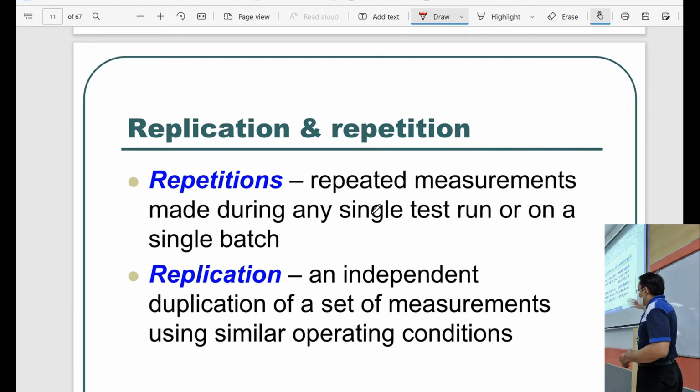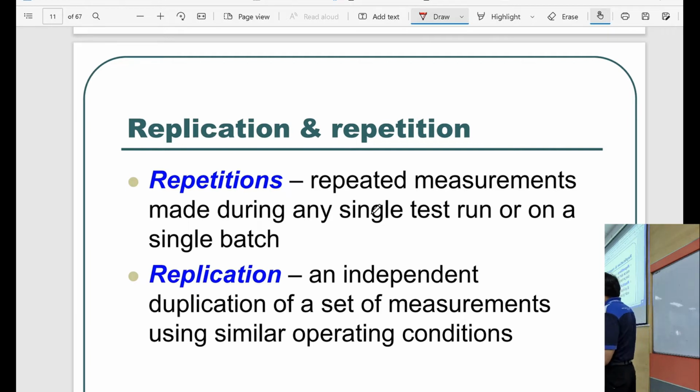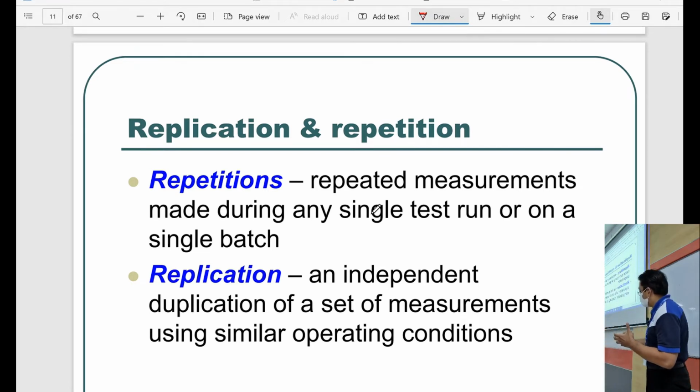So another terminology that you have to understand is repetitions and replication. What is a repetition? It's repeat. How can you repeat the measurement? When you do measurement, you can repeat it a few times. A single measurement, you can repeat it a few times.